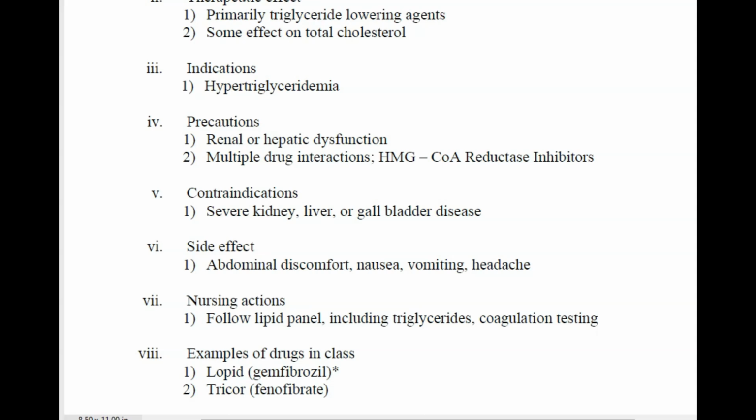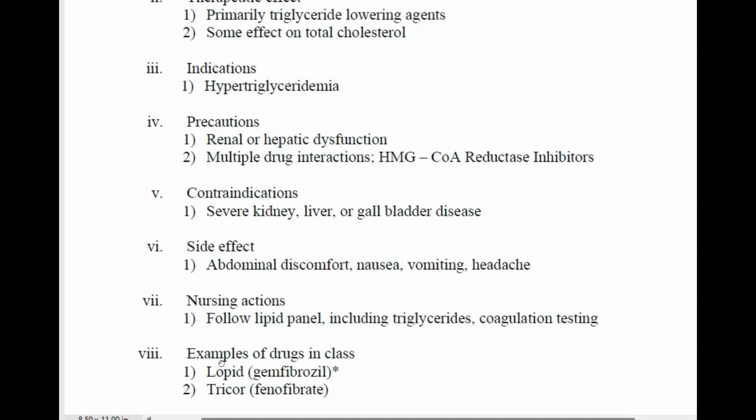When it comes to nursing actions, knowing the mechanism of action of fibrates, the purpose of it, the possible side effects, and anything that we're watching for makes it easier to determine the nursing actions or nursing interventions. One, we need to follow the lipid panel, right? We want to know what our levels are before and after to make sure that the medication is working the way it's supposed to. And again, that's definitely including the triglycerides.